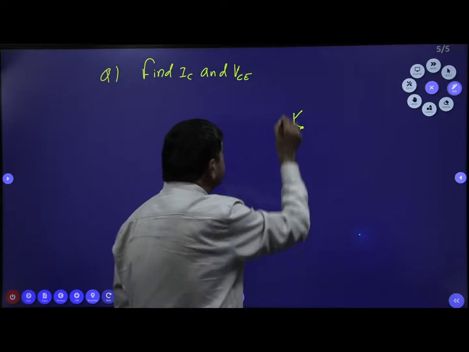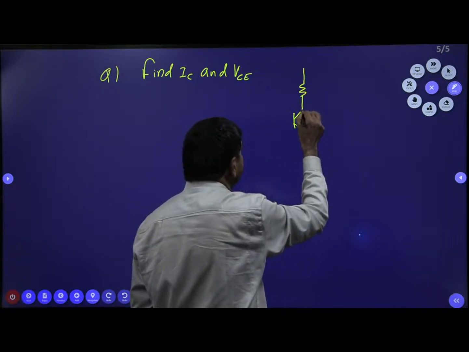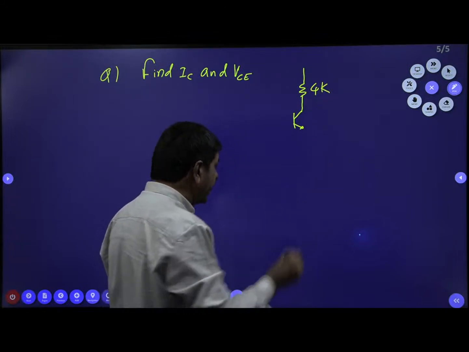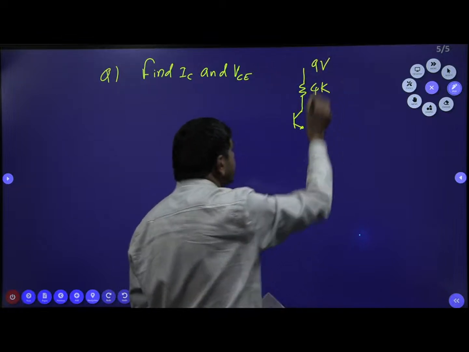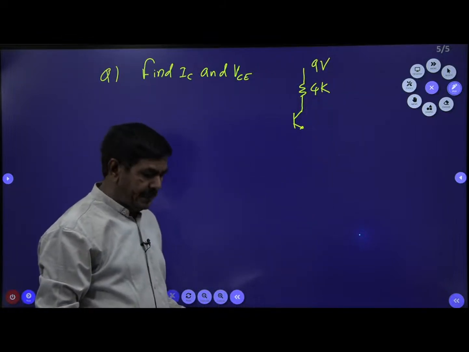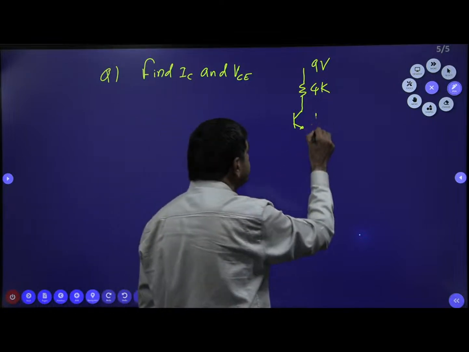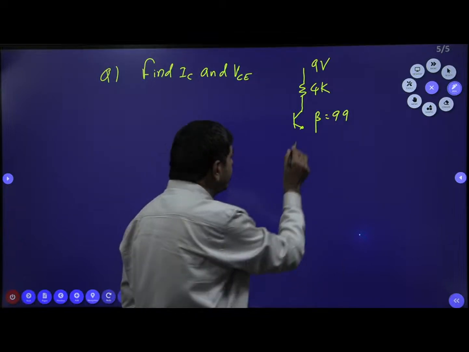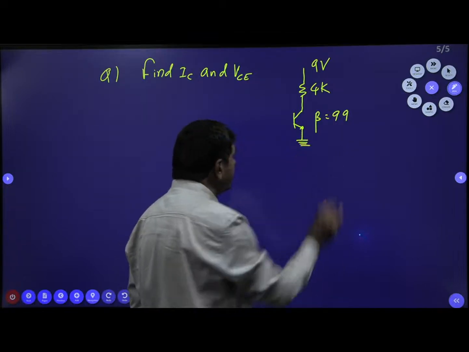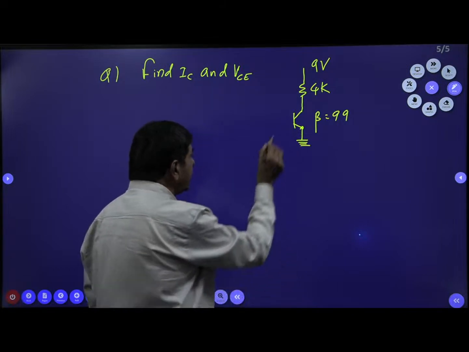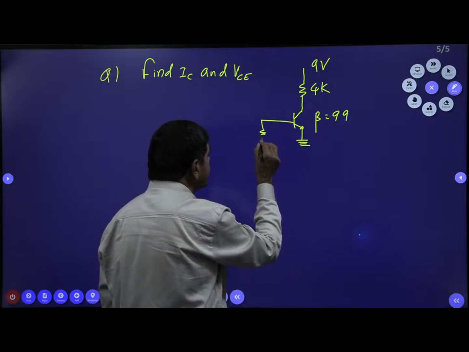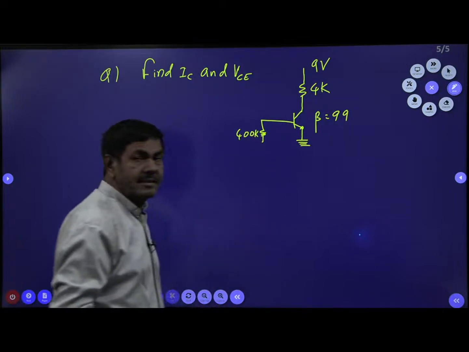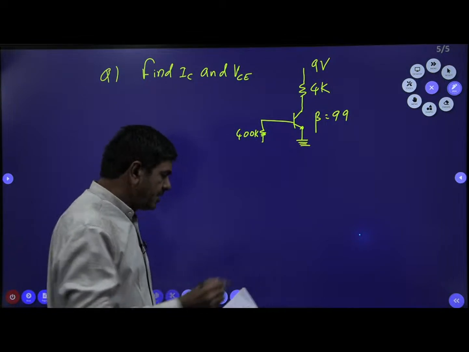RC is given as 4K. This is a 4K resistor. The supply voltage is given as 9 volts. Beta is given as 99. This is connected to the ground. And on this side a 400K resistor is connected here, and it is also connected with a what now?